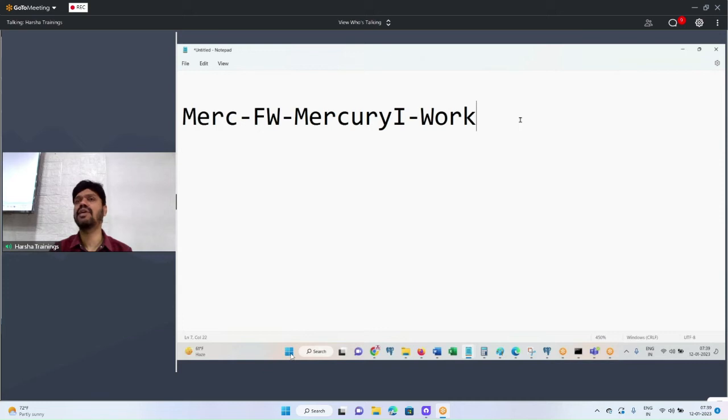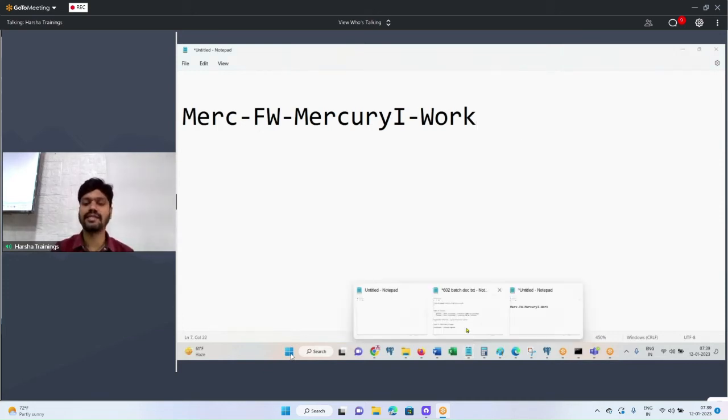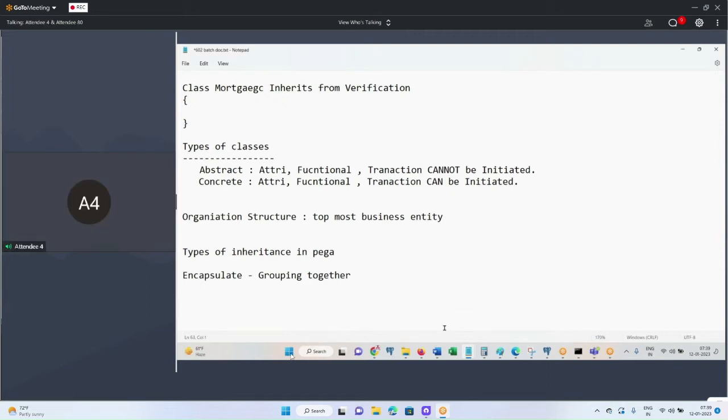So far if you are clear, we can get into direct inheritance. Next type of inheritance is... Harsha, can you please repeat this again? Like Harsha, one doubt I have.